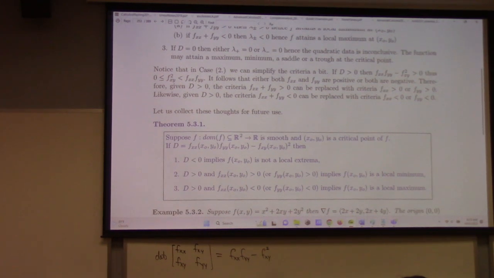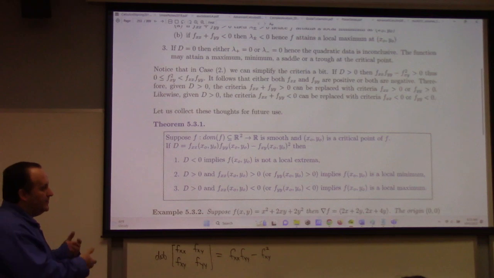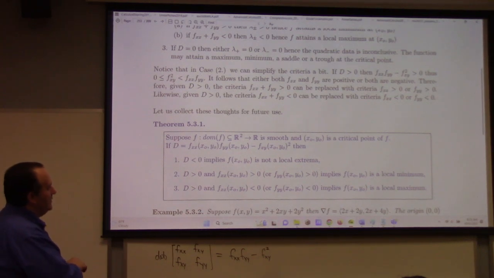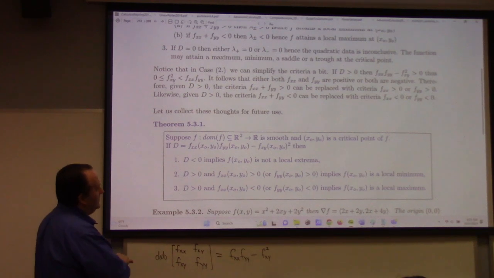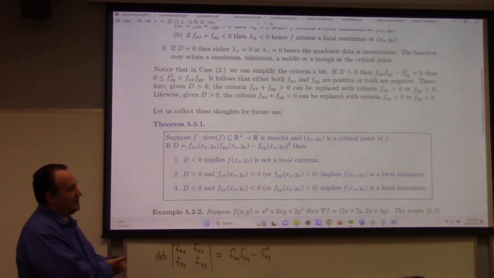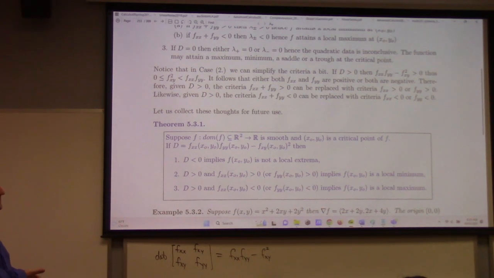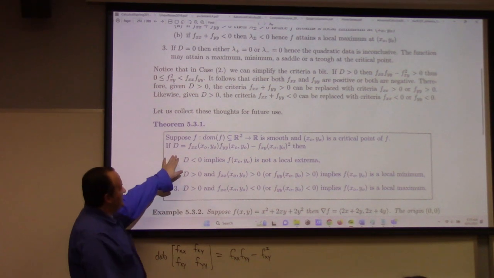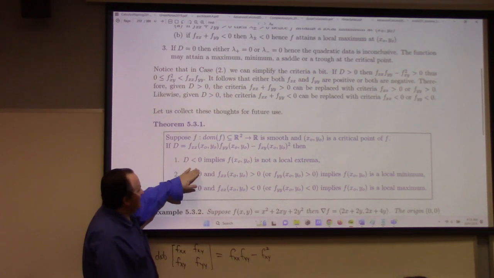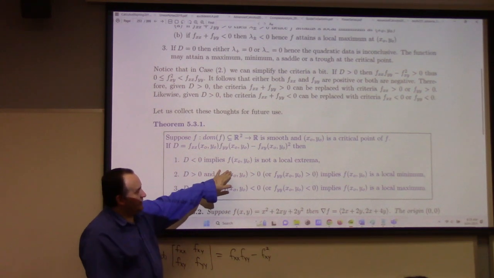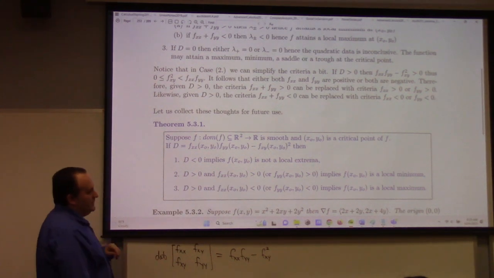Here you go. This is the second derivative test. The second derivative test simply says this, and this is what you need to know. If we have a critical point of f, meaning that the gradient of f is 0 at the point, then you can calculate this Hessian, the big D, and if D is less than 0, then f of x naught, y naught is not a local extreme value.